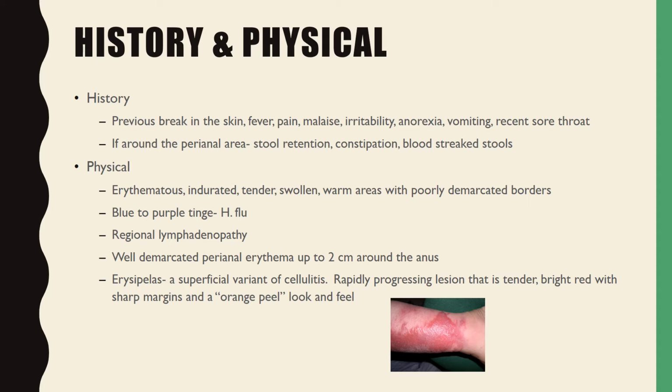And then there's something called erysipelas, and that is a superficial variant of cellulitis. It's rapidly progressing. It's tender, bright red with sharp margins, and has that orange peel look and feel. And you can see a picture of that. If you feel it, it actually feels like an orange peel. It's more red than an orange peel, but has the look of it.